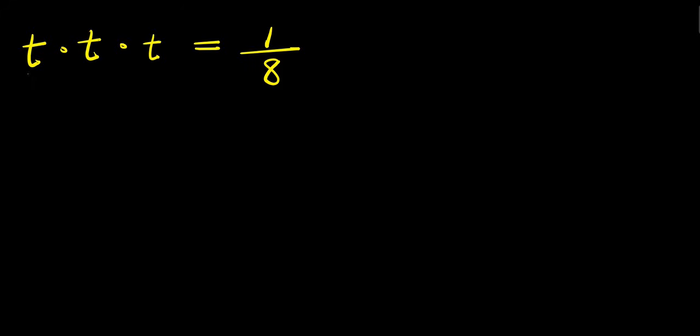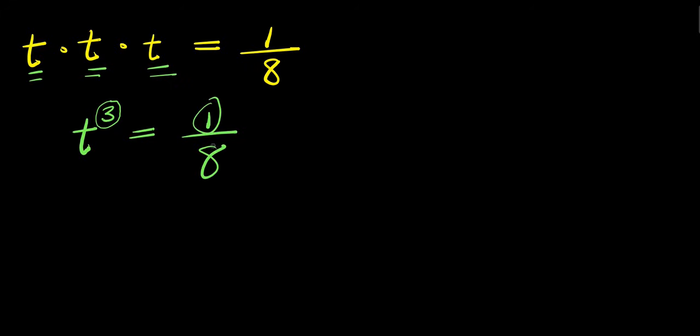Hello, how to solve t times t times t equals 1 divided by 8, solving for all values of t. So we start with t times t, that is t power 2, times t again. This is t power 3 equals 1 divided by 8. Now, there is power 3 here. I need to express each of these terms in terms of exponent of 3.